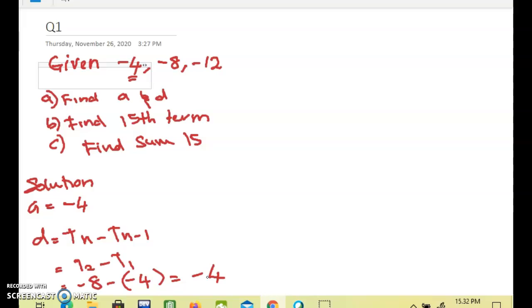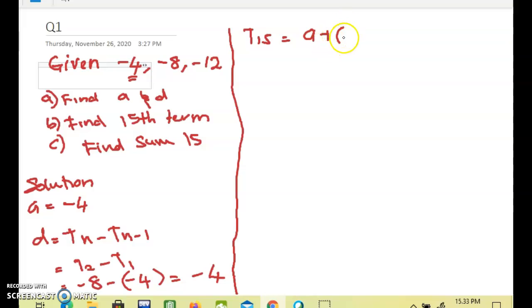Part B, which is find the 15th term. Okay, find the T15. T15 can be calculated. The formula to find Tn is A plus (n minus 1) multiplied by D. So our n is 15. So A plus 14 multiplied by D. A is -4.